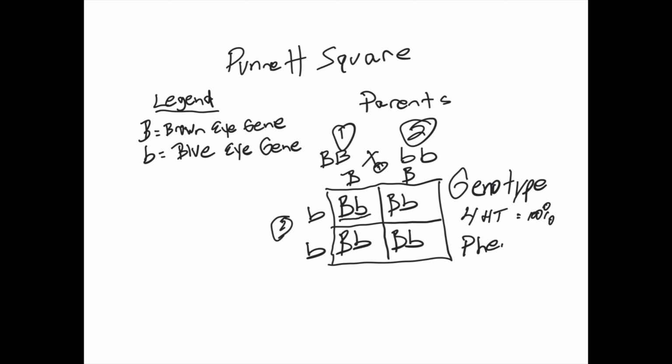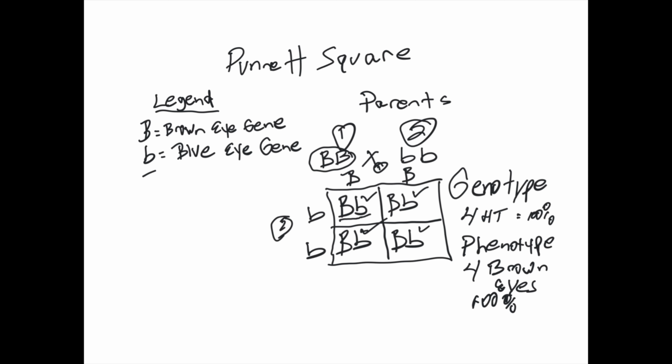Phenotypic ratio, that's the actual trait. We have four that have brown eyes. That represents 100%. In this example, no child will inherit the lowercase b genotype because parent number one is homozygous dominant. Whenever you have homozygous dominant and homozygous recessive, students, you're always going to get heterozygous.